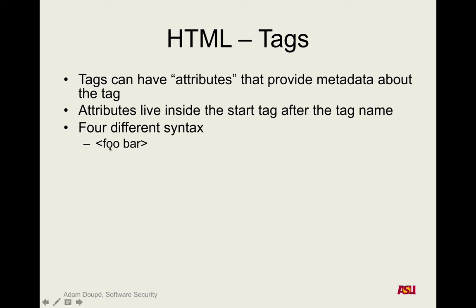So one could be just bar. This means an attribute bar. So foo has some attribute bar. Bar does not have a corresponding value. So foo is the tag name, bar is some attribute.